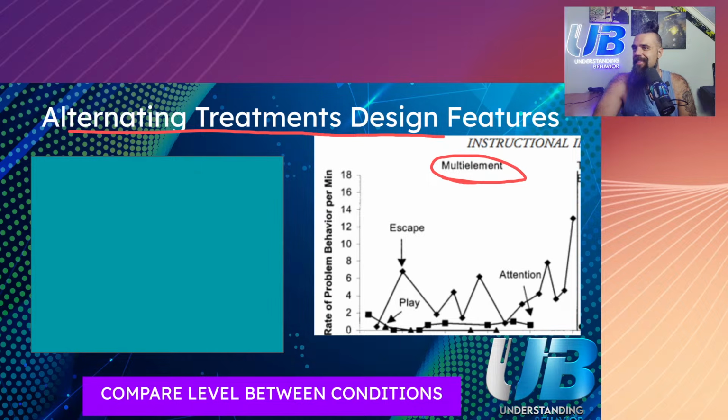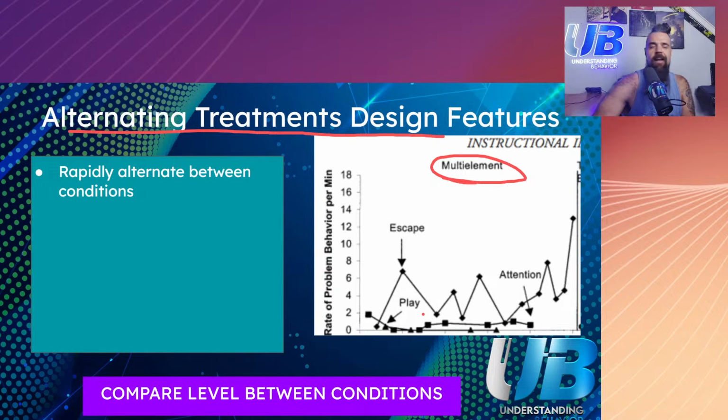All right, Susie's got it. Gunjan's got it. K23 Sky's got it. There we go. All right, I'm liking it now. Lisa's got it. Awesome. So yeah, the most important feature here is that we're rapidly alternating between our conditions. This is the only design that is going to have rapid alternation between our conditions.